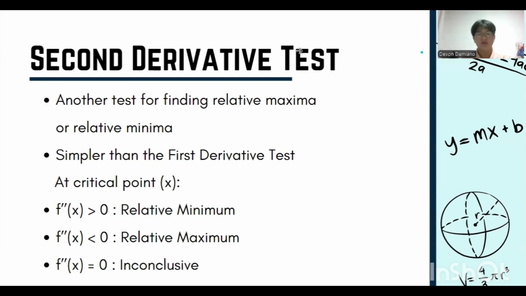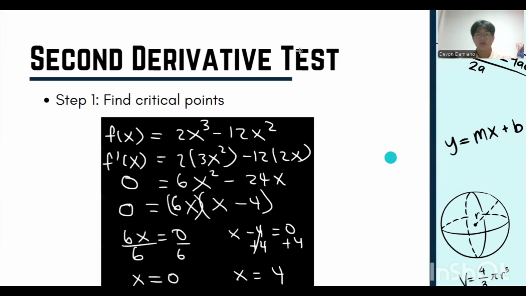To do the second derivative test, we need to first find the critical points. To do this, we need to first differentiate the function. So here f of x equals 2x cubed minus 12x squared. The first derivative will be 6x squared minus 24x. Then we need to set it equal to 0. We can then factor that into 6x times x minus 4. Then set each factor equal to 0 to find the critical points. 6x equals 0 means x would be 0, and x minus 4 equals 0 means x would be 4. Therefore, the critical points are 0 and 4.